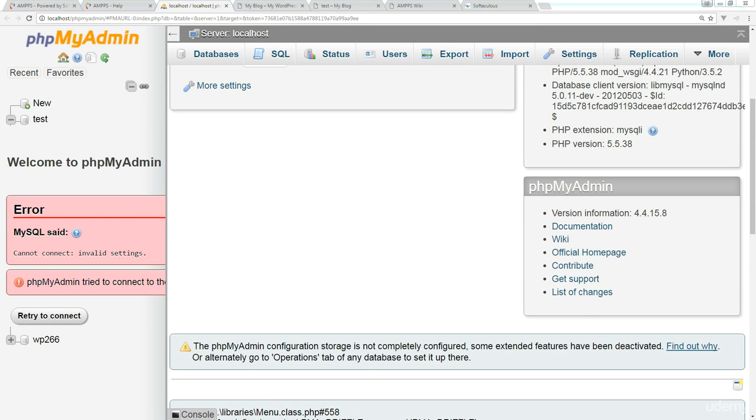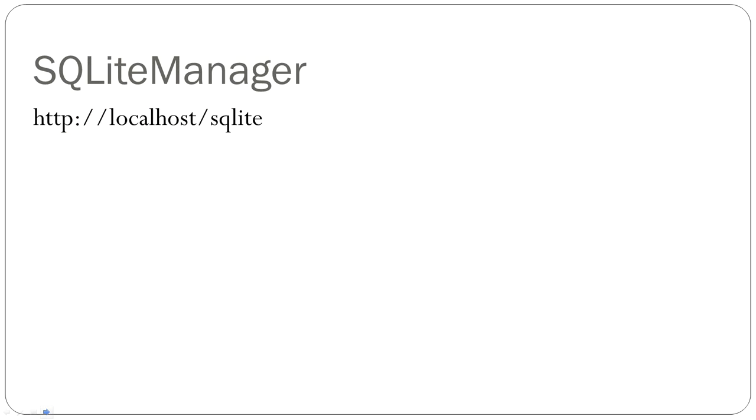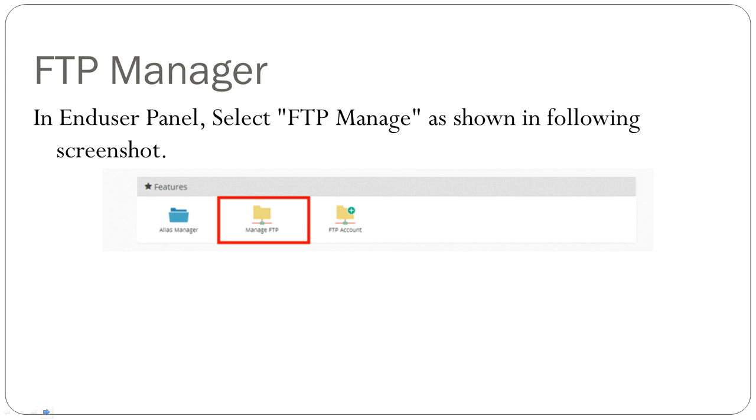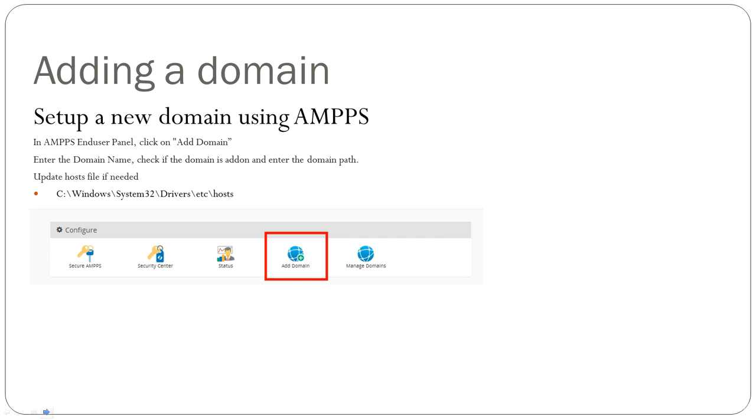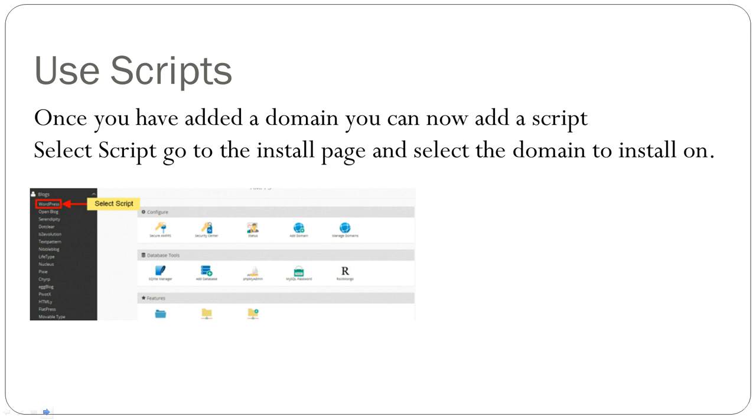Going back to what else we're going to look at within this course, we're going to look at how we can manage SQLite, which is another option that's available in AMPs. The FTP manager. There's also adding on domains, so you can have multiple applications running simultaneously. All you have to do is add them as domains, so you could have WordPress installed and any other number of applications plus your own custom applications.